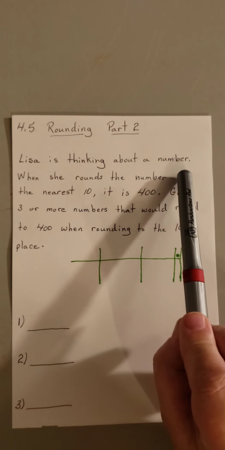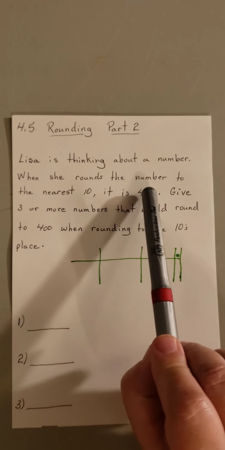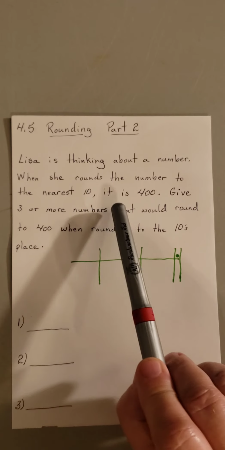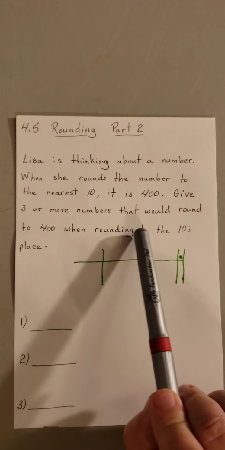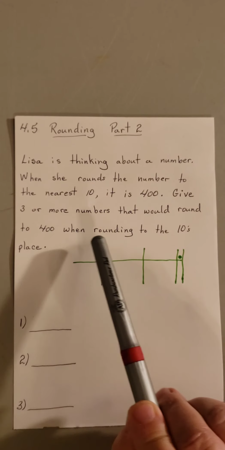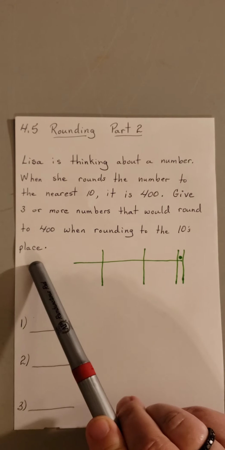Lisa is thinking about a number. When she rounds the number to the nearest 10, it is 400. Give 3 or more numbers that would round to 400 when rounding by the tens place.